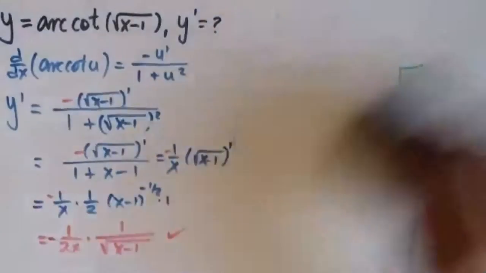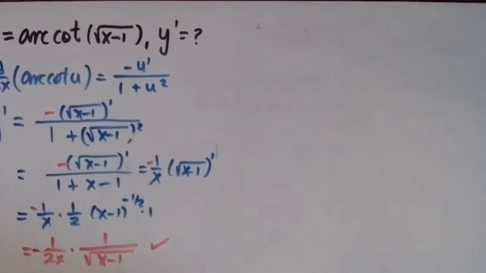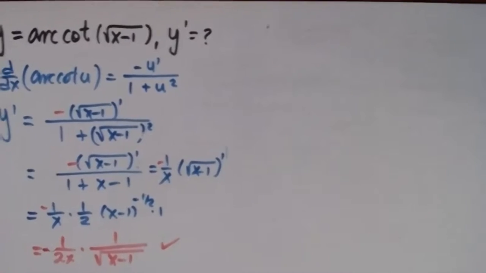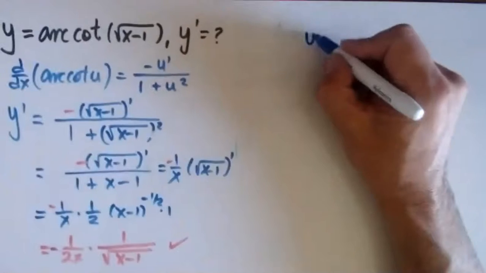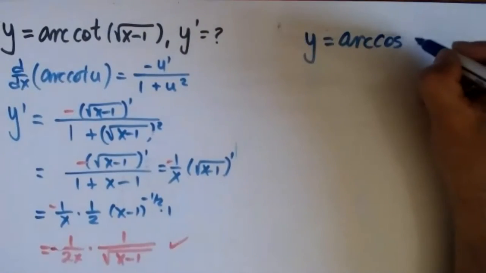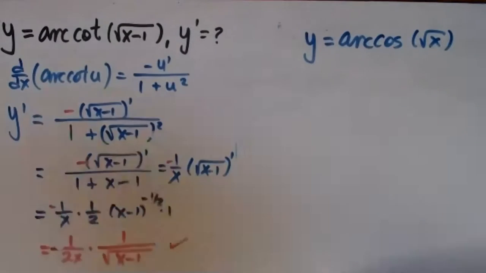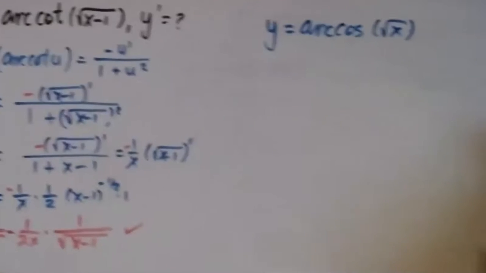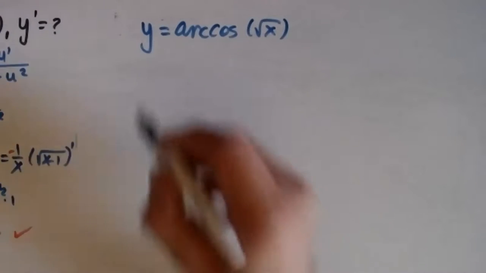Okay, let's do one more to finish today, and I'll give you the practice. The practice is pretty much the same thing. It's not that difficult. And well, I have y equals the arc cosine of the square root of x. Well, let me just go to the side. Okay, what is the derivative of the arc cosine?